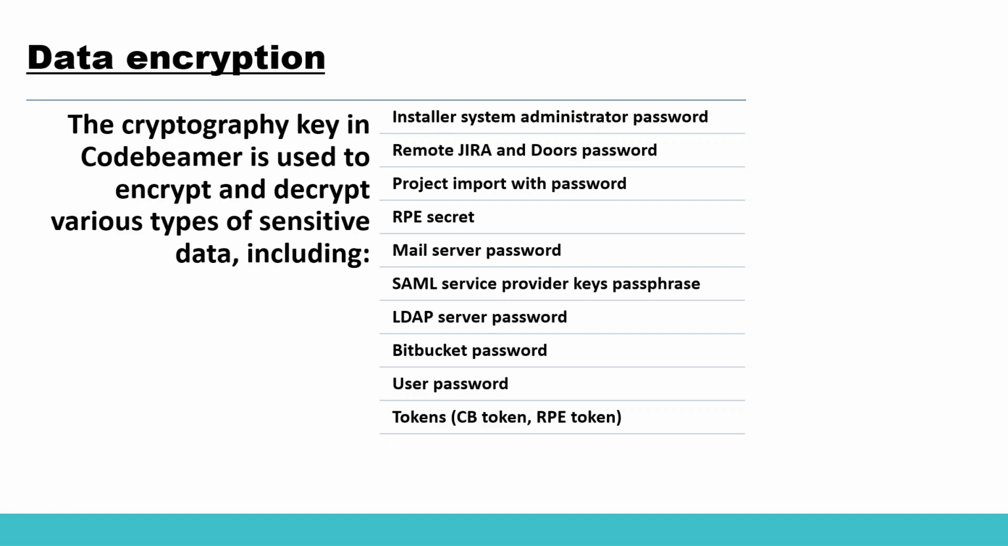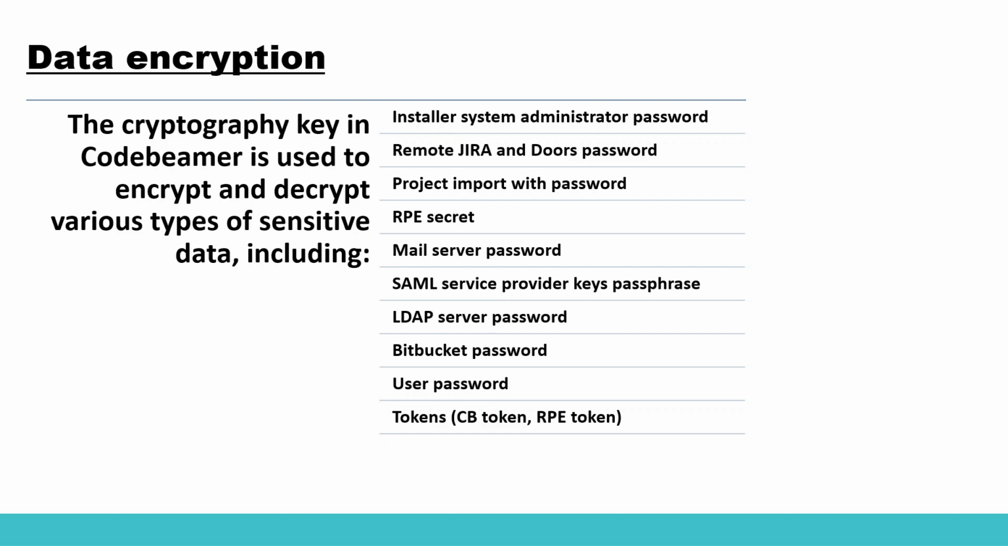And now we'll have a brief look at the types of data that the cryptography key is used to encrypt or decrypt. At the very beginning, we have the installer system administrator password. So this is the same password that is being set up at the moment of installation of Codebeamer within your machine. So this password is encrypted and stored within the application in a secure way. What's also important with Codebeamer encryption is the fact that the application can be integrated with other apps, such as, for example, Jira or Doors. And to integrate users with these applications, we have to store the password somewhere. So this information is also encrypted and is safely stored within the Codebeamer instance.